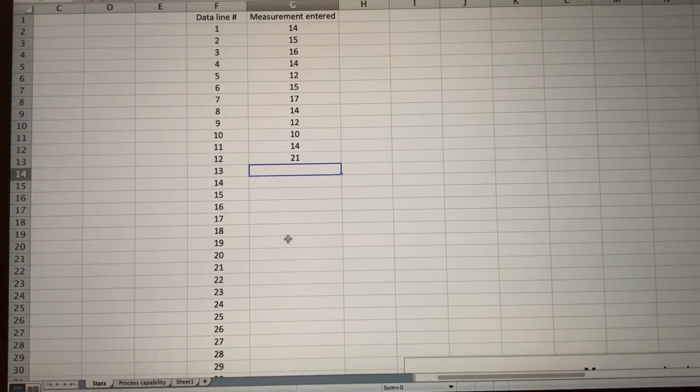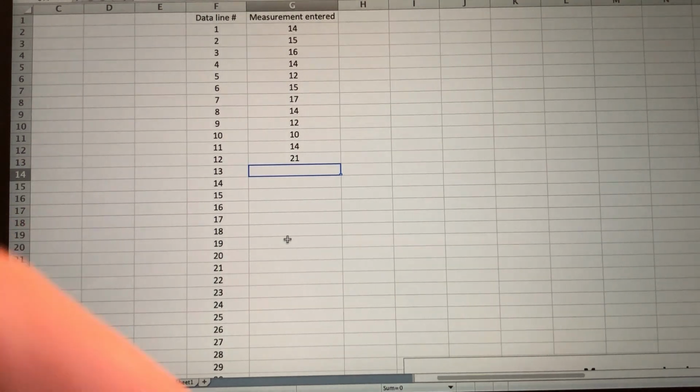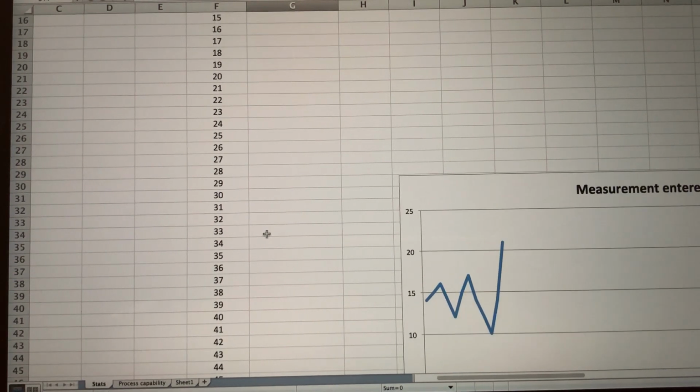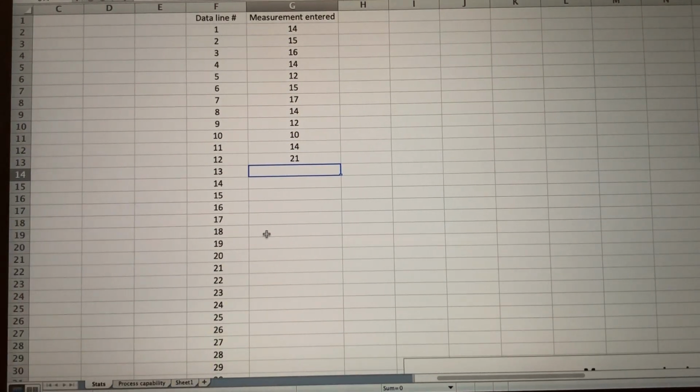So this is the first video for step 5, and when you open the Excel tool, the first tab that you will need is the one that's labeled Stats. And in the tab there is provision for the entry of 50 data points. If you need more, you can enter more. In this example, I've entered, I think, 12, just to give you some illustration as to how the thing works.